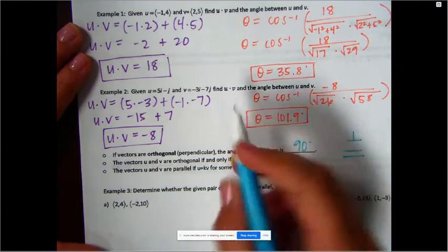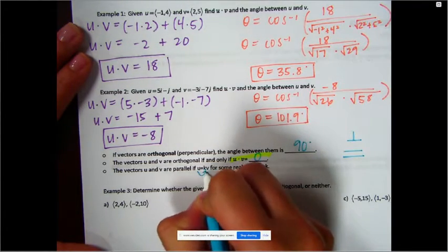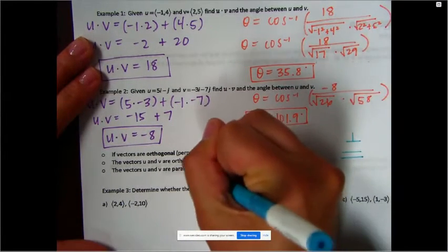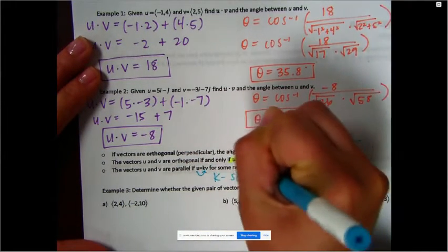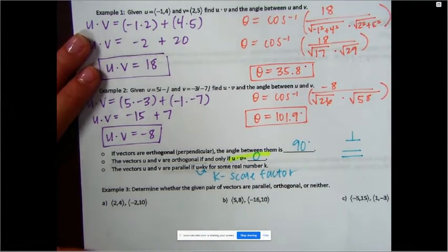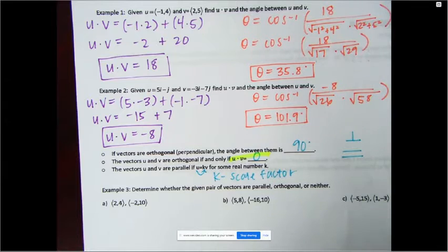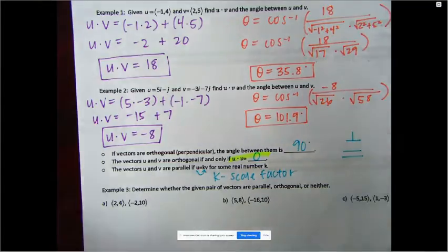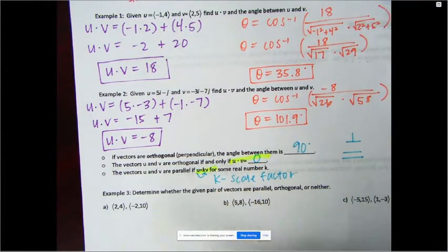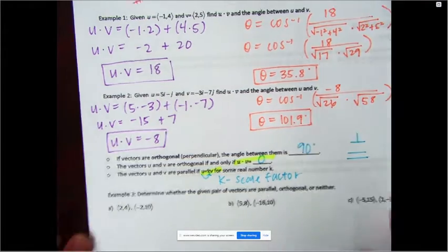Parallel happens when there is some scale factor going from vector u to vector v, or first vector to second vector. So they use k as their scale factor. Now remember, your vectors have an x and a y value. So to be parallel, you have to use the same scale factor from x to x as you do from y to y. So to look at each of these vectors, we're going to look to see if the dot product is 0 or if they use a common scale factor. If they don't do either of those things, the answer will not be parallel or orthogonal. It will be neither. So let's take a look-see.